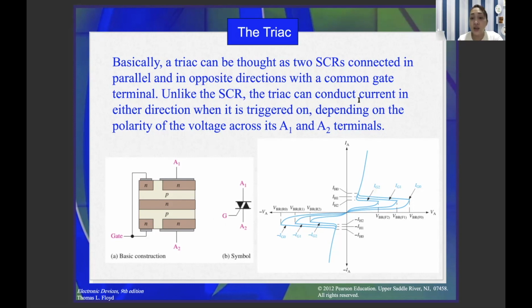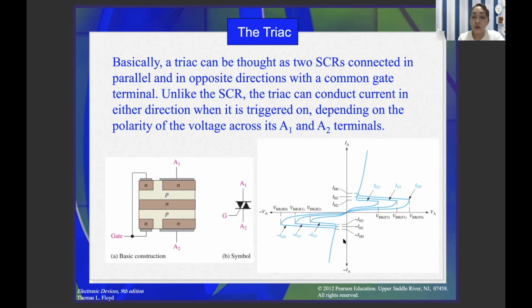Unlike the SCR, the Triac can conduct current in either direction when it is triggered on, depending on the polarity of the voltage across the A1, A2 terminals. That means, if we compare, if Shockley diode is to Diac, then SCR is to Triac. Meaning, to make a Shockley diode bidirectional, we have a Diac. And if you want an SCR to conduct bidirectionally, we need a Triac.